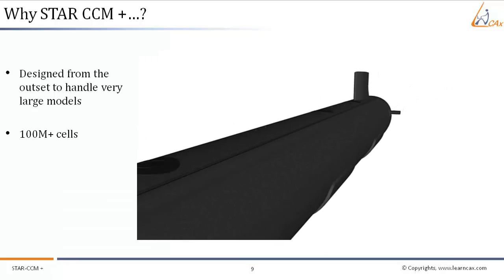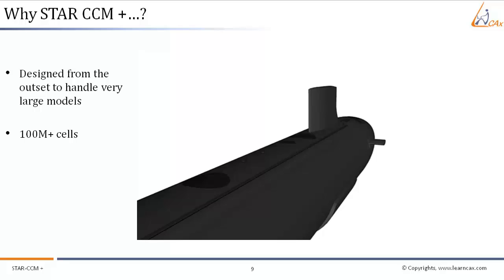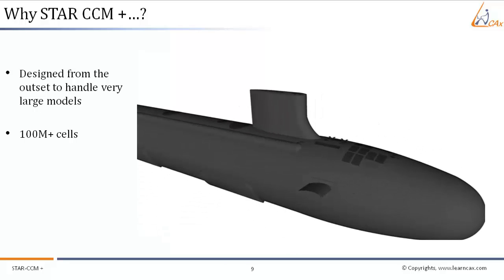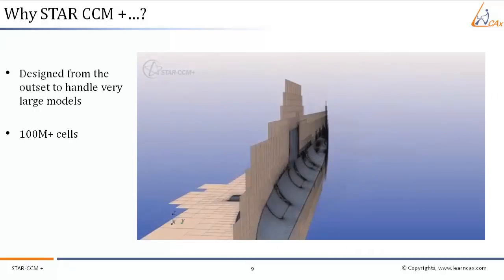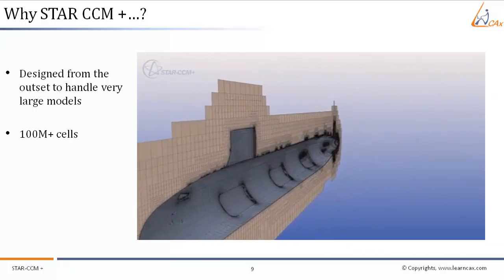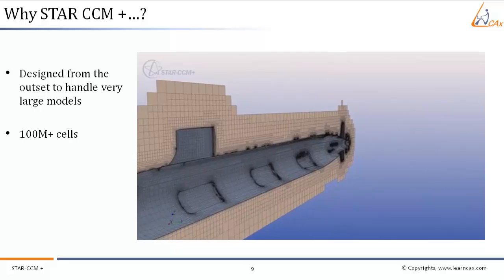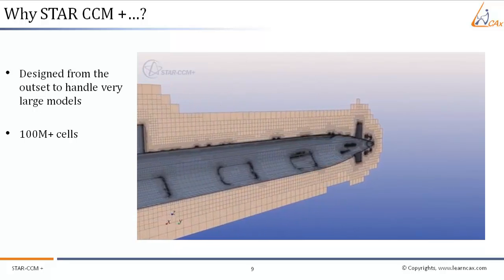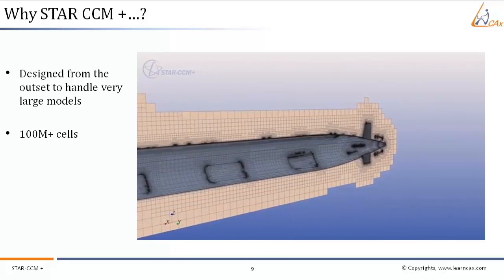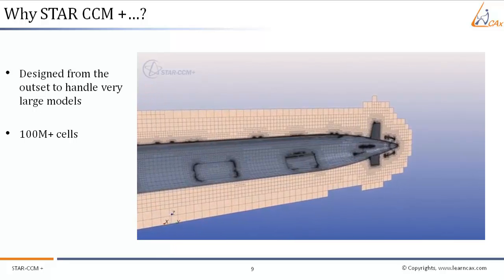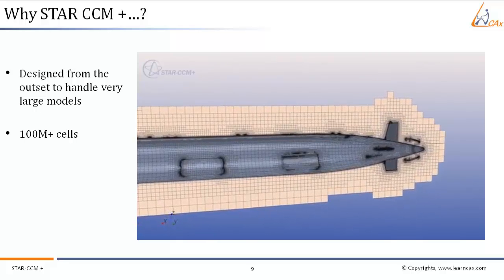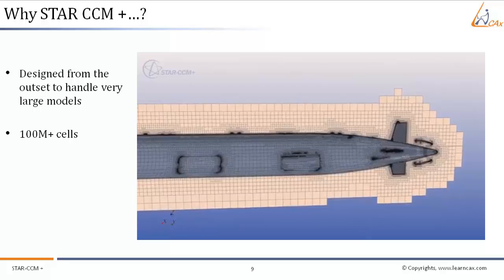The meshing capability of STAR CCM Plus is enormous. The mesher has been designed from the beginning to handle very large models. 100 million plus cells is something that is very easily manageable when using STAR CCM Plus meshing. So, the ease to handle large sized mesh is another reason for using STAR CCM Plus for CFD analysis.